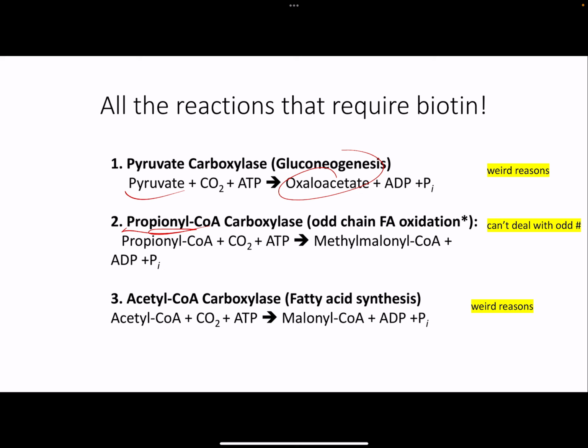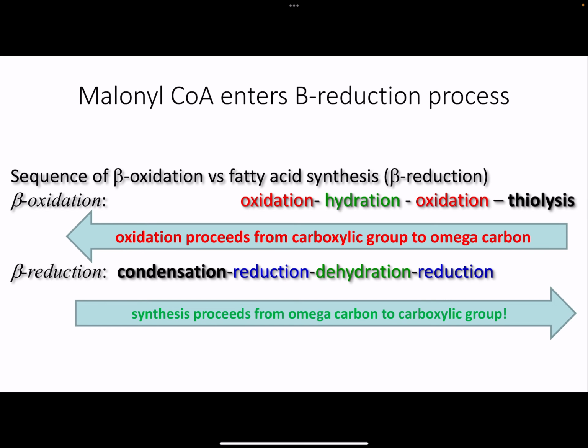So this is another one for the propionyl CoA. We have to make it methylmalonyl. Remember, malonyl is 3 and methyl is 1, so this is 1, 3, 4. And now here's the last one, acetyl CoA. And of course, all biotin, B7. Acetyl CoA is made to malonyl CoA, which we're going to ship into fatty acid synthesis.